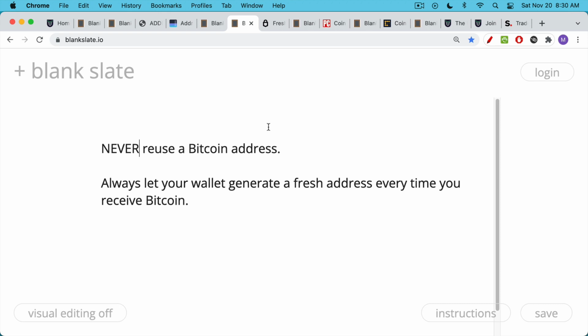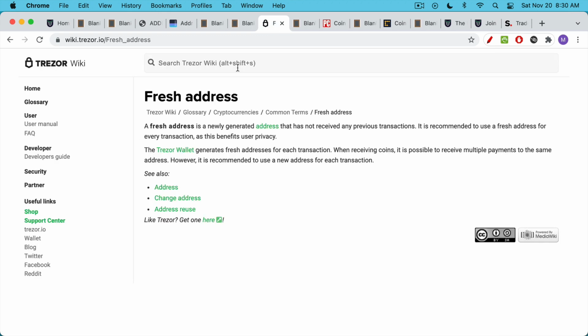And so whenever you receive Bitcoin, you should always let your wallet generate a fresh address every time. And most Bitcoin wallets do this now automatically. If you're using something like a paper wallet, that means you've probably been reusing the same address. This is another problem with using paper wallets. Here's how Trezor generates a fresh address for every transaction, and all the major software wallets, hot wallets, and cold wallets, hardware wallets will do this as well.